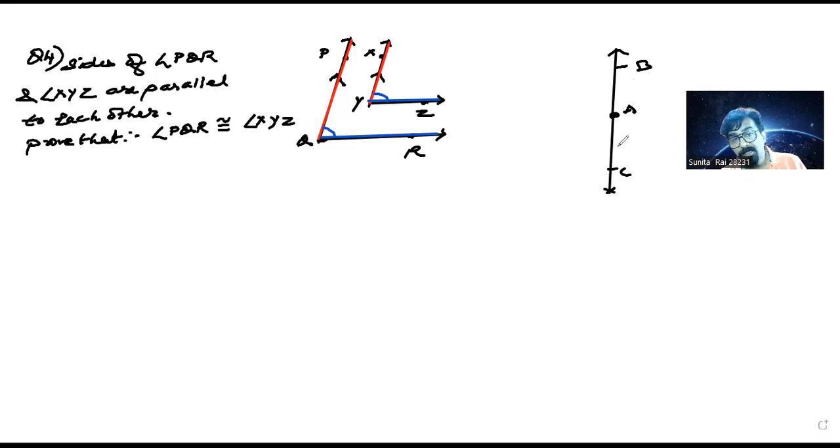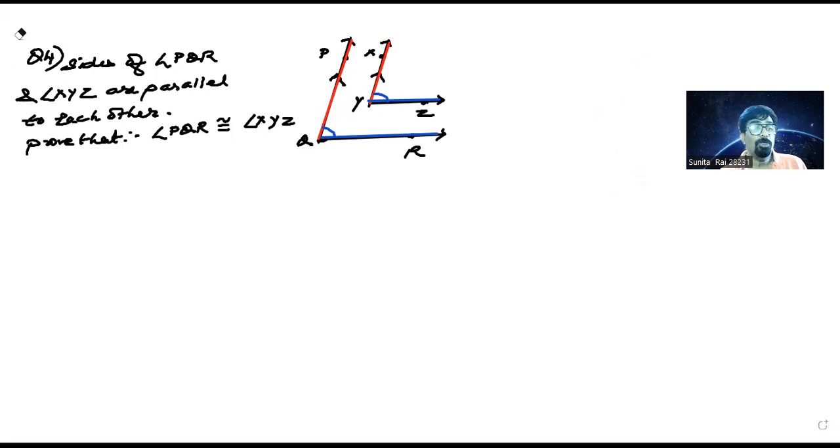Now a ray and its opposite ray together make a line. The union of two opposite rays is a line. Got it? So whenever for a ray I draw an opposite ray, I get a line. Keep it in your mind. That's why I taught you this here.